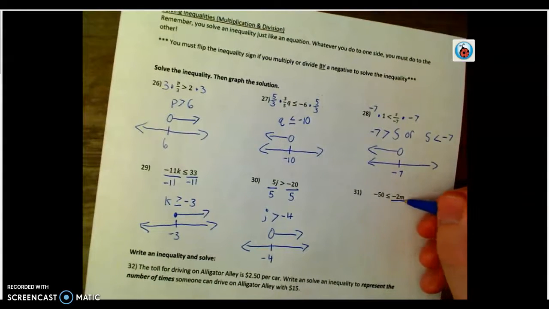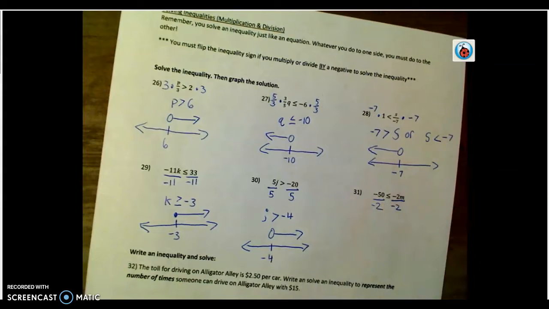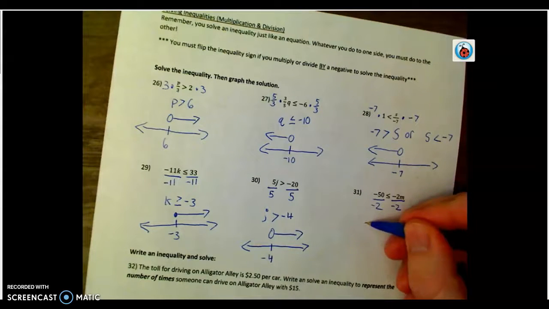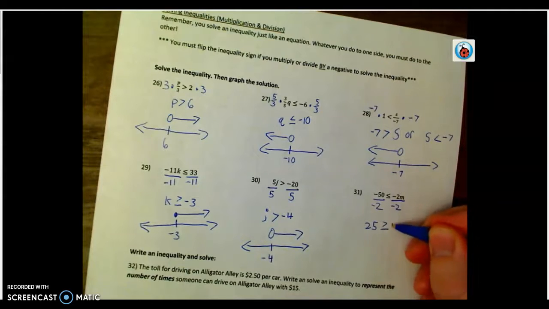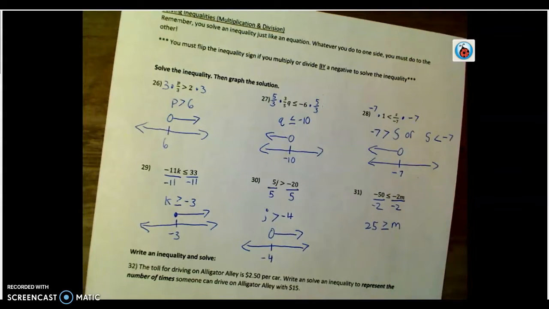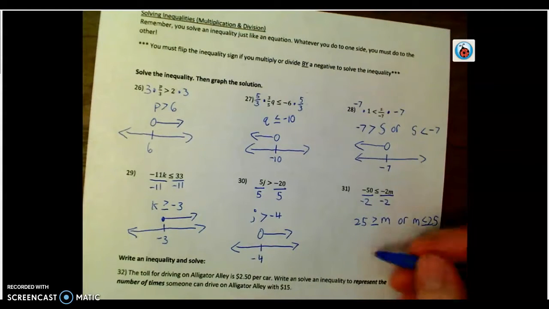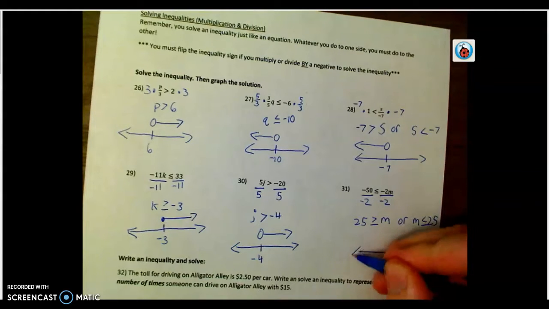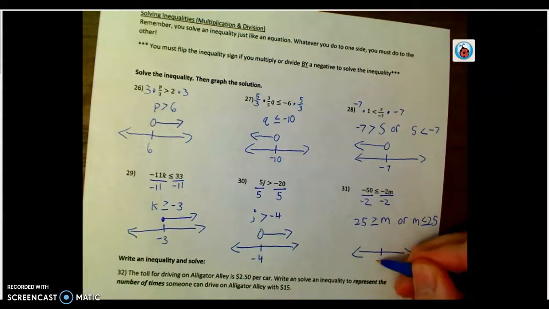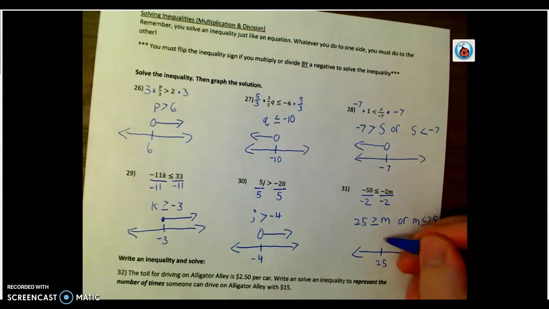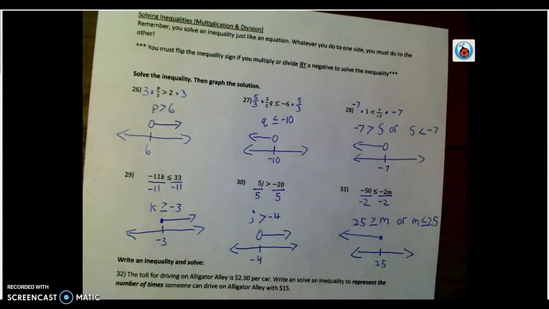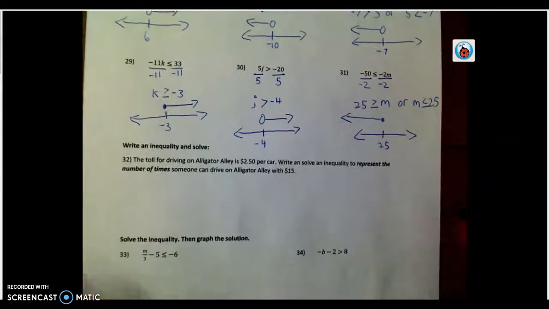And number 31, we're going to divide both sides by negative 2. It'll leave me with a positive 25 is greater than or equal to m. I had to flip the sign because I divide by a negative. Again, the variable's on the right side, so if you don't like the variable on the right side, you could rewrite it as m is less than or equal to 25. So we'll have a number line with our boundary point at 25, closed circle, shaded to the left. Okay, those are our one-step inequalities.